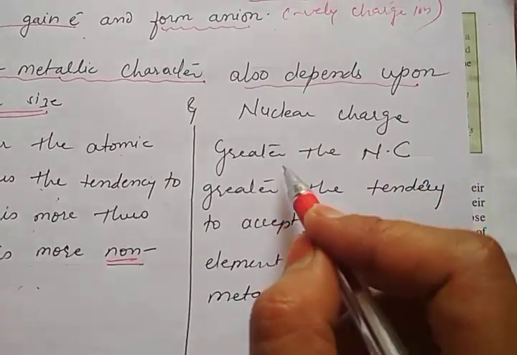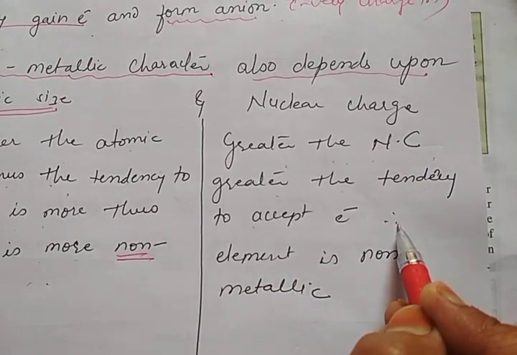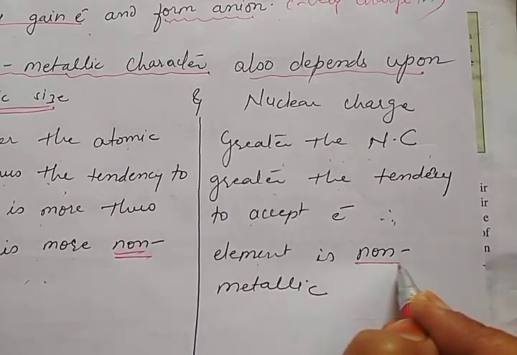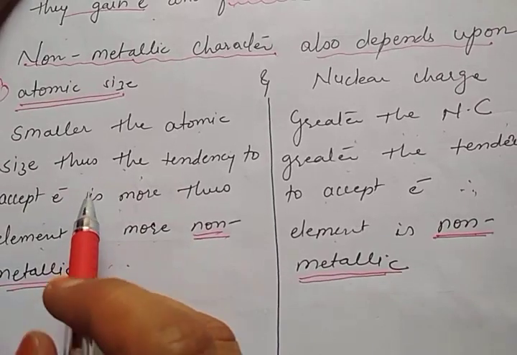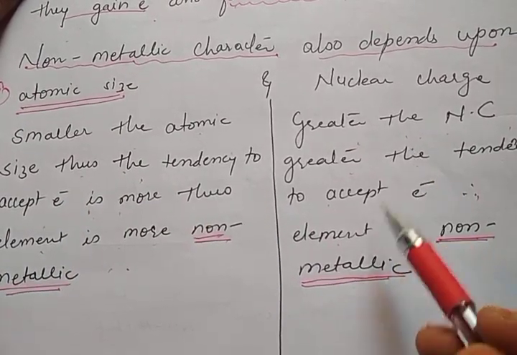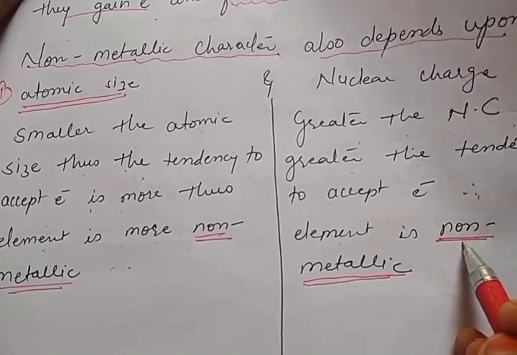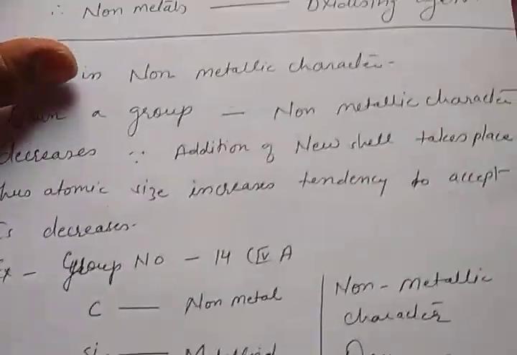Nuclear charge: the greater the nuclear charge, the greater the tendency to accept the electron, thus the element will be non-metallic. So smaller atomic size and greater nuclear charge will favor the non-metallic character.